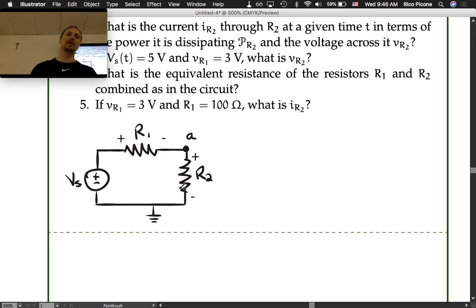Here's our ground. This is the symbol we use for ground. There are other symbols too, and they mean slightly different things in different contexts, or it means you're just in a different country because of different conventions. But this is the one we typically use.